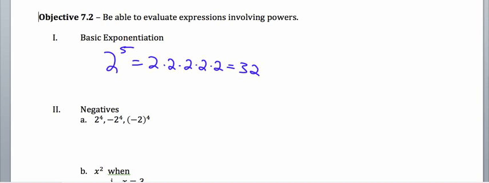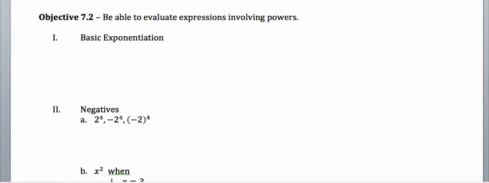There's a button on your calculator that will do it for you. It looks like this, called a caret. So if you find that button on your calculator, it can do it for you. But be careful. Remember, especially when you're plugging in for variables, your calculator is only as smart as you are.